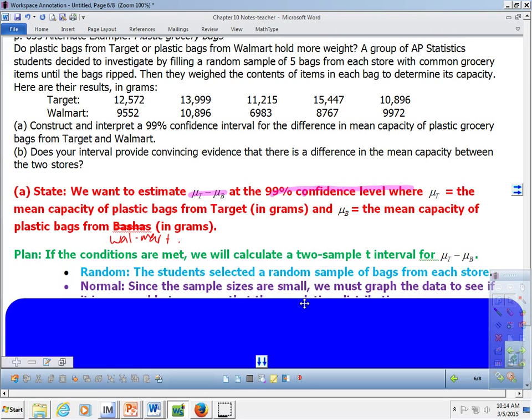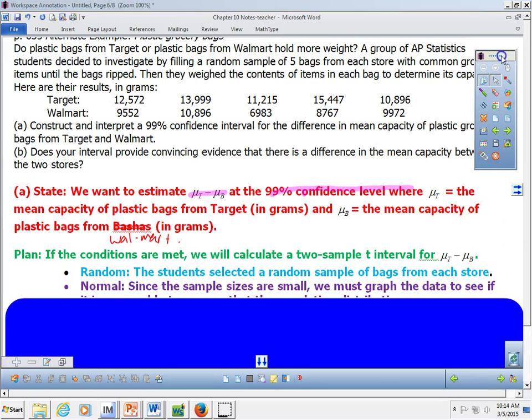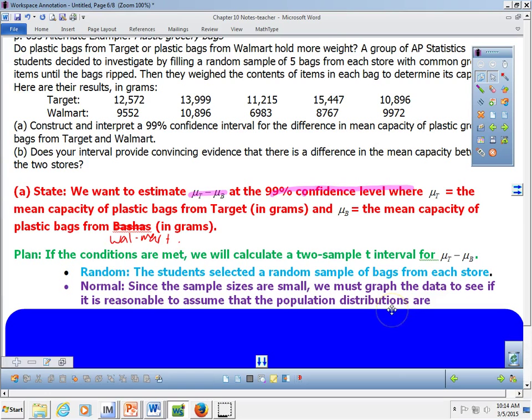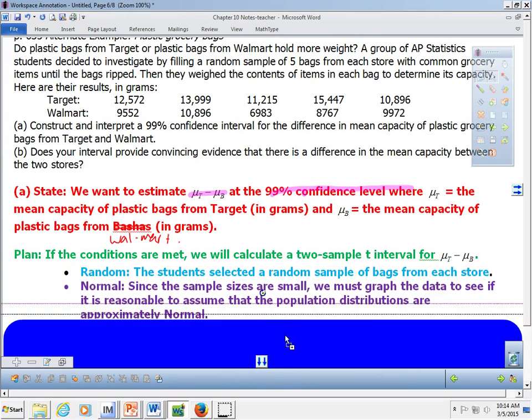Okay, normal. Since the sample sizes are small, we're going to have to graph them, right? They're not bigger than 30, so central limit theorem doesn't kick in, and we don't know if the population distributions are approximately normal, so we're going to have to graph the data and see if it's reasonable to assume that the population distributions are approximately normal.